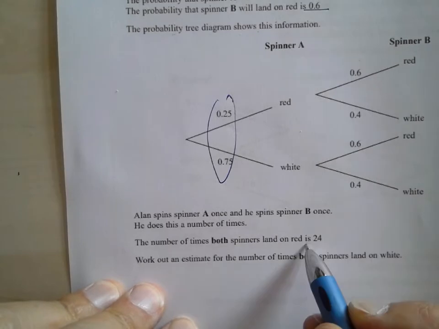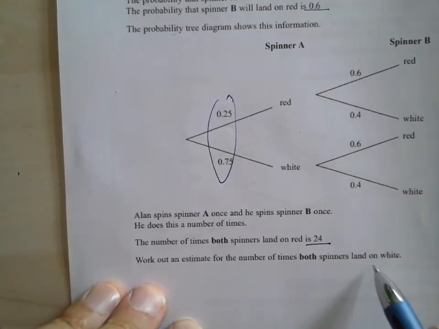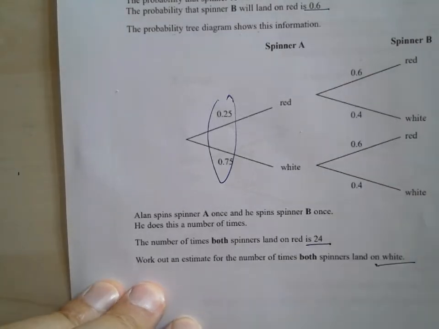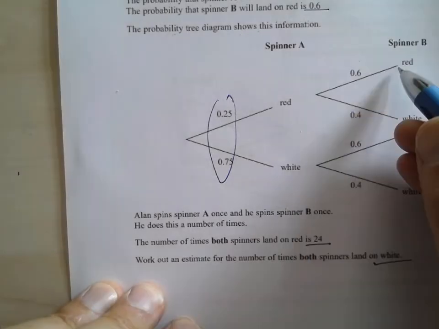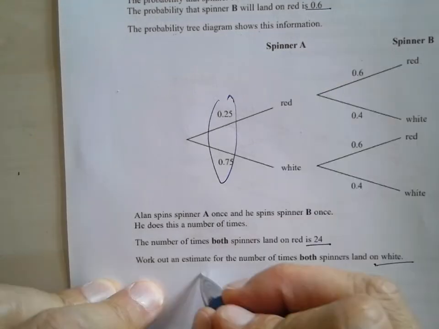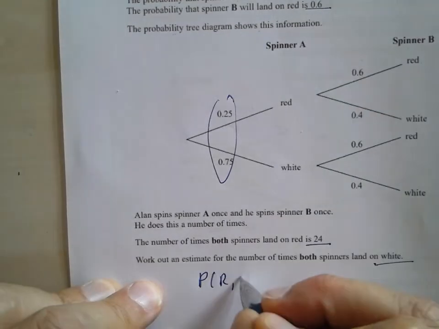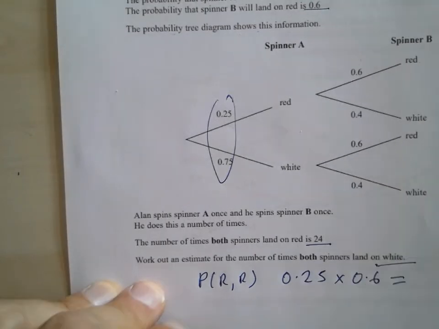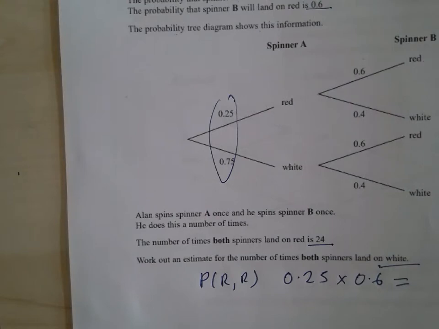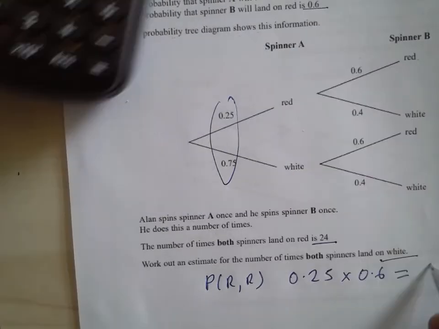That both land on white. I'm not quite sure what to do, but I can work out the probability of it being red. So I'm just going to write that down. The probability of red then red is 0.25 times by 0.6. Get my calculator. 0.25 times by 0.6 is 0.15. So I know that that's 0.15.